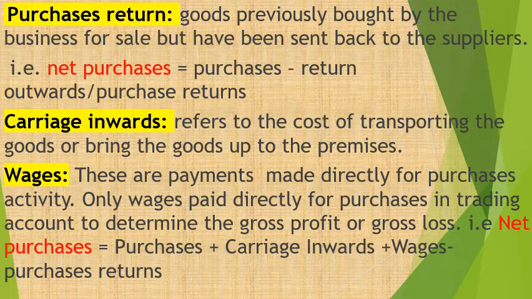Then we also have purchases returns. Goods previously bought by the business for sale but have been sent back to the suppliers. That is, we shall get the net purchases, which is purchases minus the returns outwards, also called purchases returns. So this time it's us, the business, we purchase some goods from a given supplier. After bringing those goods to our shop, we find maybe some are fake, some are expired. Then we're supposed to take them back. Others have defects.